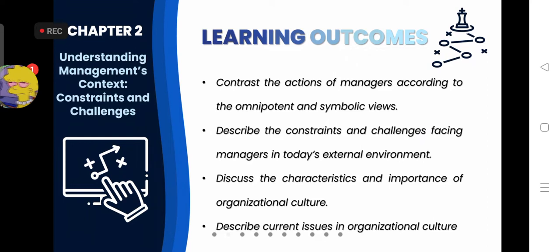In this chapter, we're going to look at culture and other important aspects of management context. The difficulties in the external environment will be examined, and the characteristics of organizational culture will be discussed. But before we address these topics, it is important to consider first the two perspectives on how big a role managers play in the success or failure of a business.